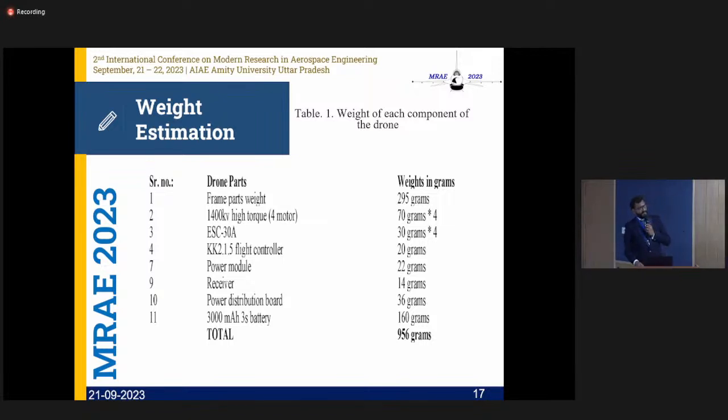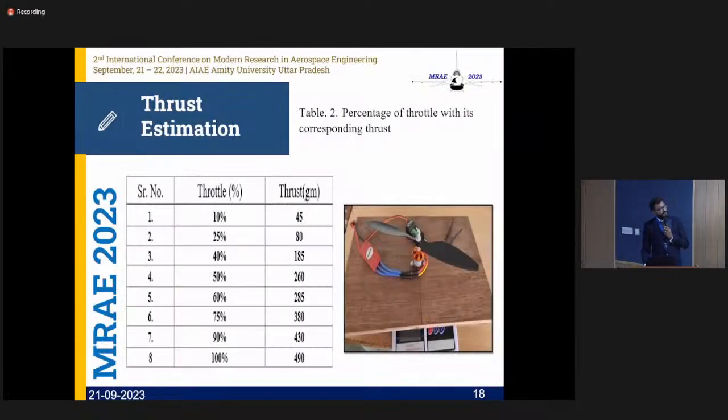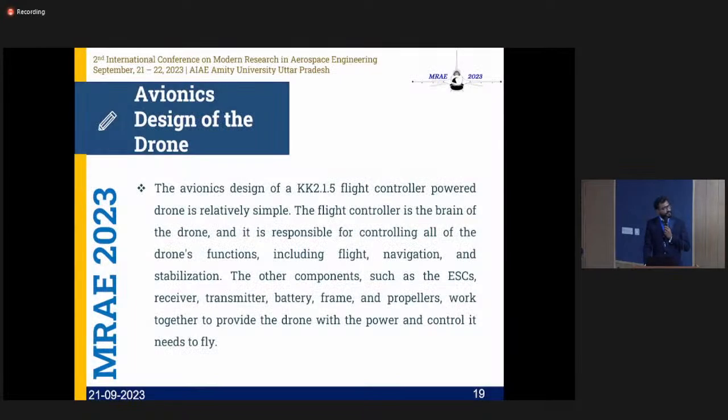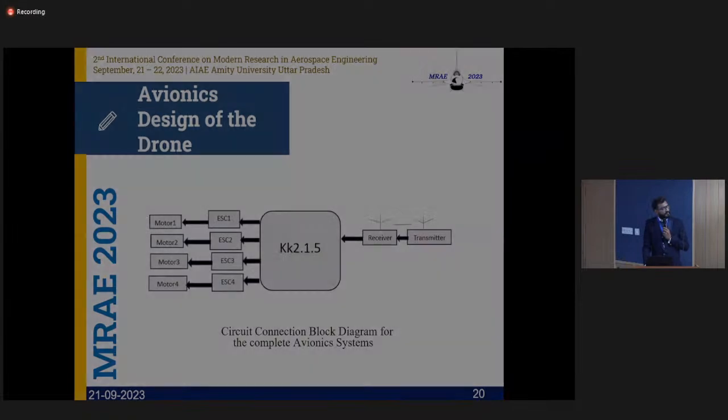And when we go for the weight estimation, once again it has reduced further. It is coming to around 956 grams. It's very less. So for this, we don't need any high torque motor. We can compromise with the motor. So we went for the thrust estimation. We went for a smaller motor and the compatible ESC for the same. So this is the avionics design.